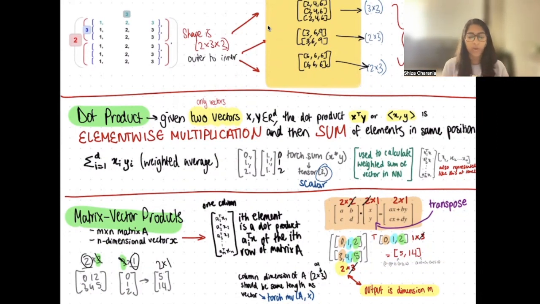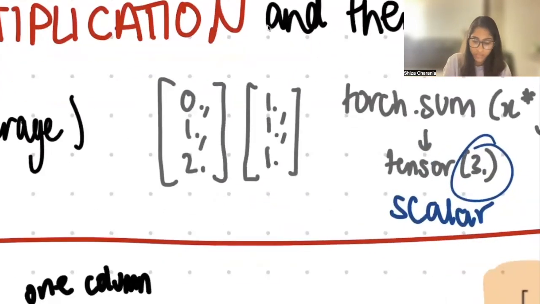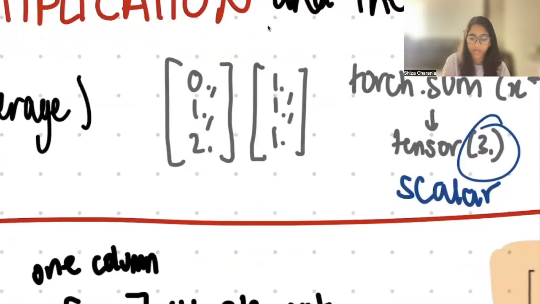Dot products is when you have two vectors, and to take the dot product, you have to do element-wise multiplication and then add up the elements in the same position. What this means is, let's say, I'm going to remove this for a second. Let's say you are doing dot product of this.